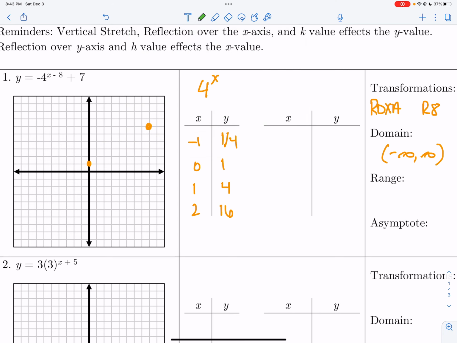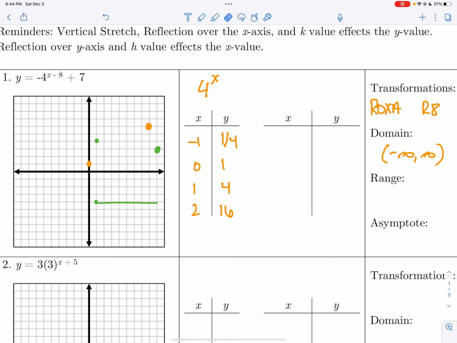Let's do 1, 4. So 1, 2, 3, 4 is right here. A reflection across the x-axis gives me 1, -4. I'm going to go right 8. And then I'm going to go up 7. 4, 5, 6, 7. That point right here.